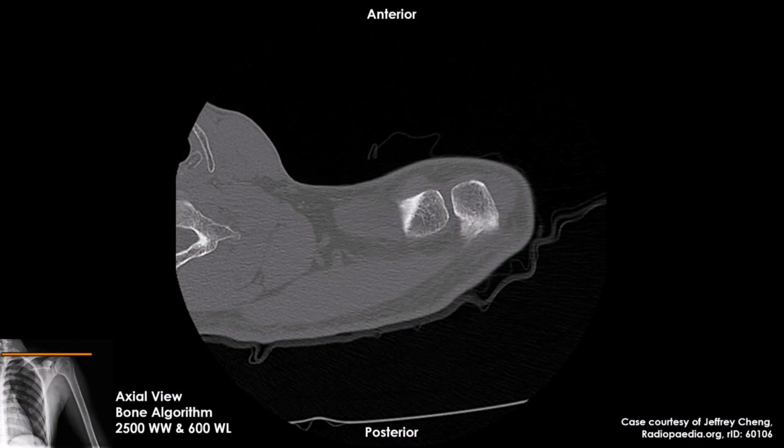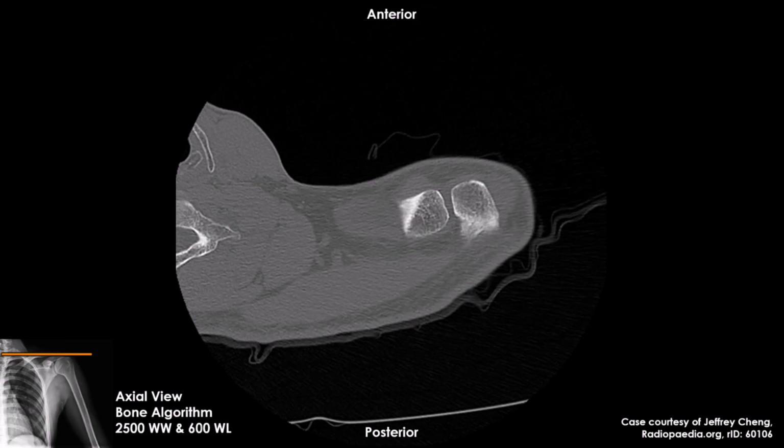Also notice that the display field of view has been reduced to demonstrate only the left shoulder. That's important for a few reasons. First, we're only concerned with the left shoulder in this scan, so it is important to correctly reconstruct just the left shoulder. Secondly, reducing the size of the display field of view can significantly increase the image spatial resolution. The bony features of this shoulder are sharper and demonstrate more detail because the display field of view has been reduced to display just the shoulder.